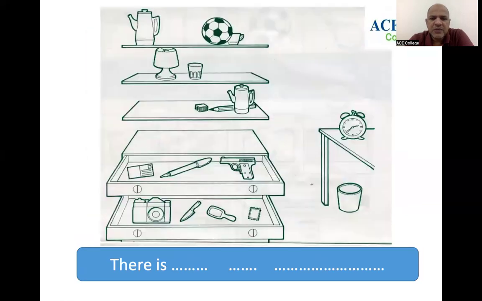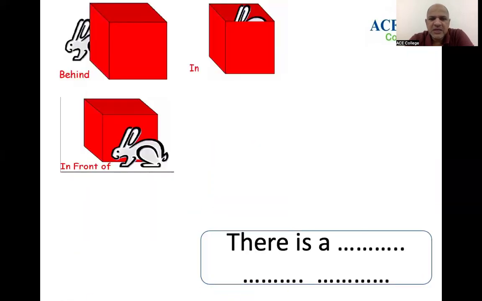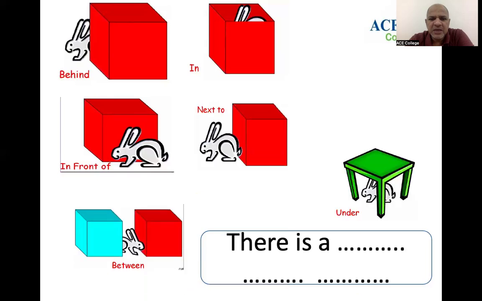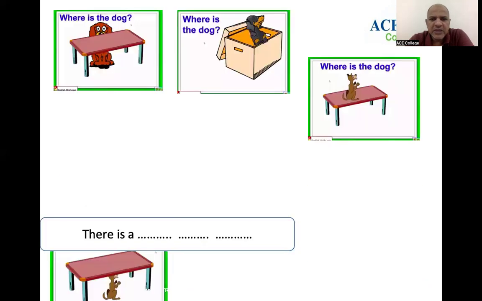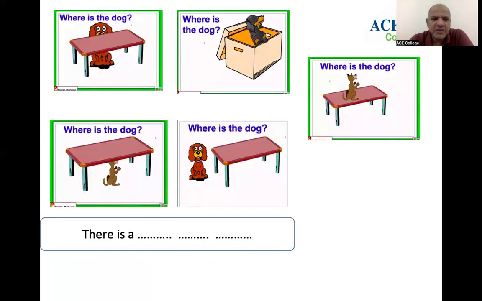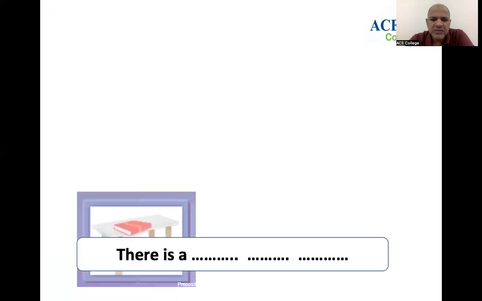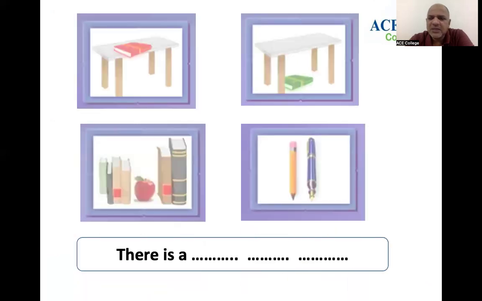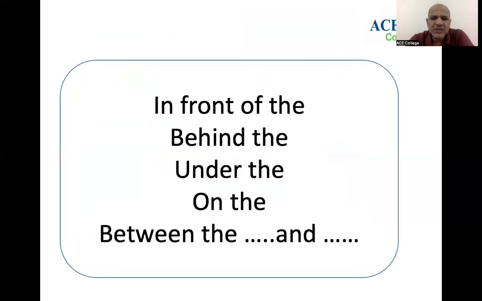Likewise, you can point out the location, right? Like here, behind, under, in front of, yeah, on the, between the. Now you are clear, right, with this idea? You can use these prepositions. Yeah. Same like here, there are other locations mentioned here. You can see these are more exercises that you can understand.